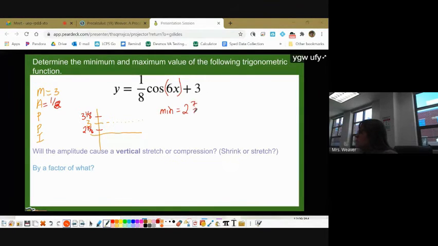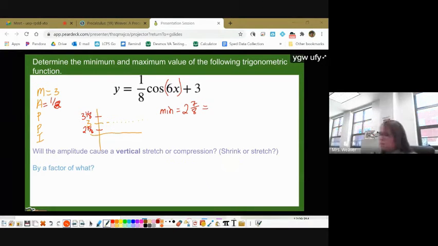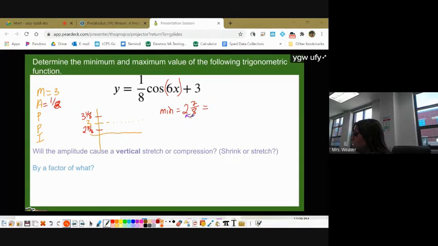Which is a mixed numeral. I thought it was easiest to write it there. So let's go ahead and convert it to an improper fraction. Remember, when you're converting mixed numerals to improper fractions, you multiply the whole number by the denominator, and then you add the numerator. Okay, so 8 times 2 is 16, plus 7 is 23. So that'll be 23 over 8. Okay, so the minimum is at 23 over 8.